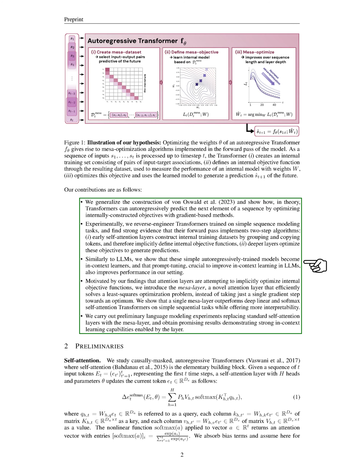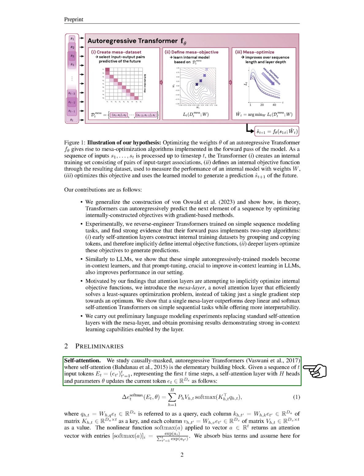4. We introduce the mesa layer, a new attention layer that efficiently solves a least squares optimization problem, instead of taking just a single gradient step towards an optimum. We show that a single mesa layer outperforms deep linear and softmax self-attention transformers on simple sequential tasks while offering more interpretability. 5. We conduct preliminary language modeling experiments replacing standard self-attention layers with the mesa layer, and obtain promising results demonstrating strong in-context learning capabilities enabled by the layer.